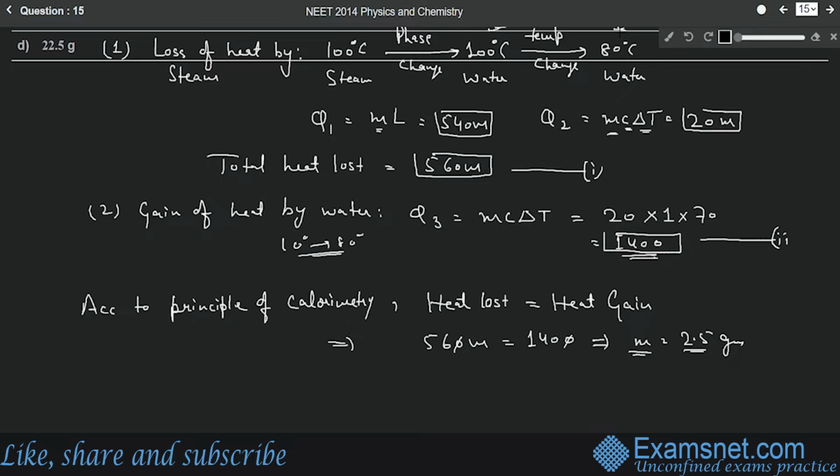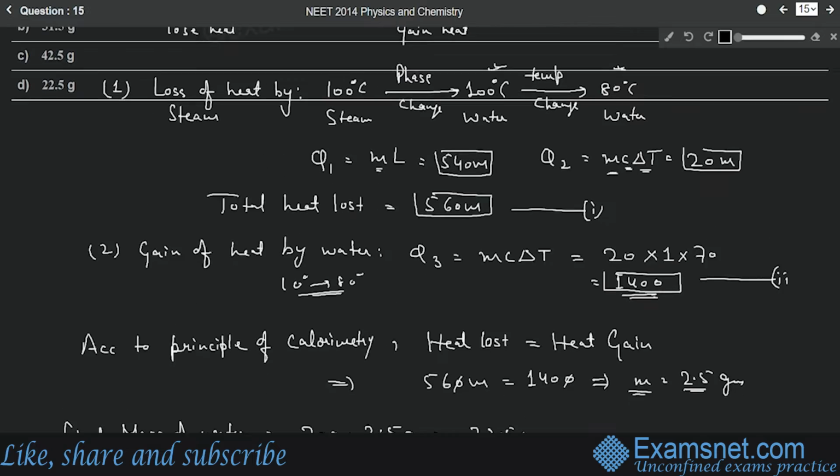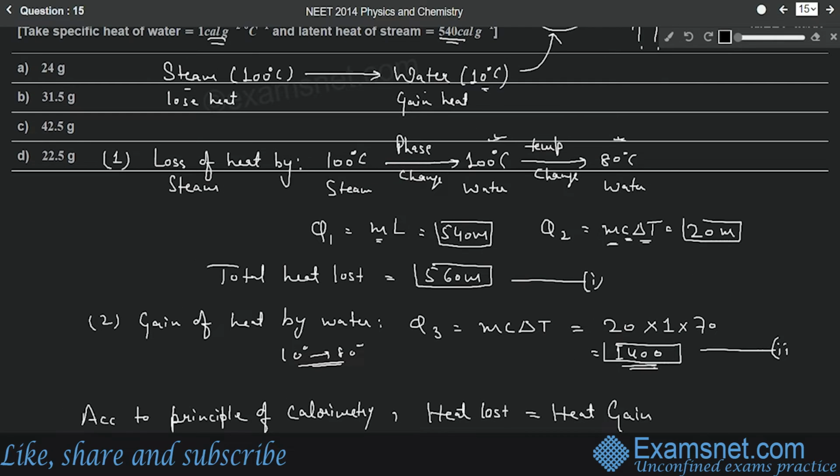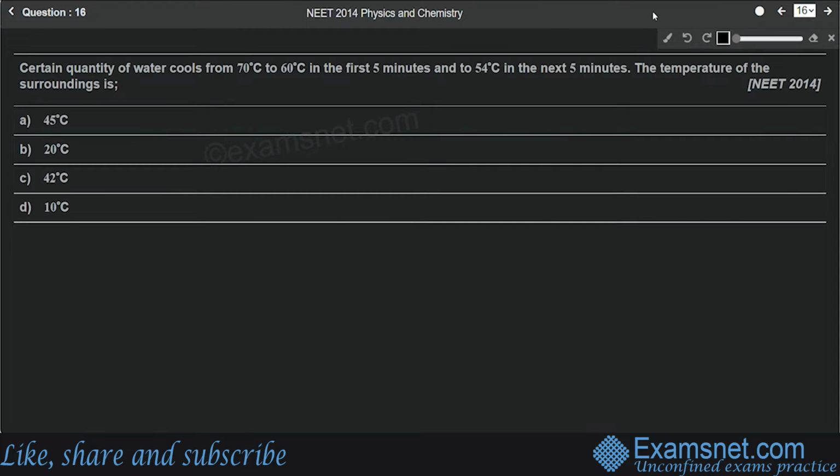Okay, so what will be the final mass of water? Final mass of water at this point of time, initially it was 20 grams and now 2.5 grams of steam has also converted to water. Okay, so the final mass is 22.5 grams. Okay, so let's see the options. 22.5 grams is mentioned in the last option, so option D will be the correct answer.